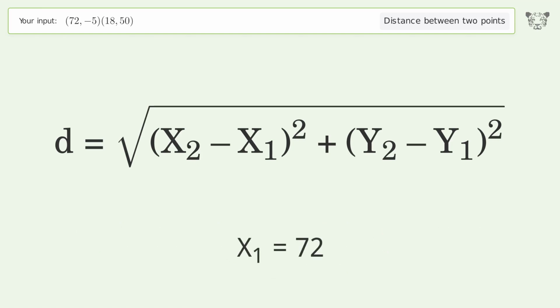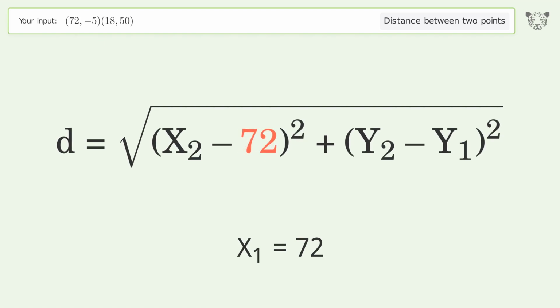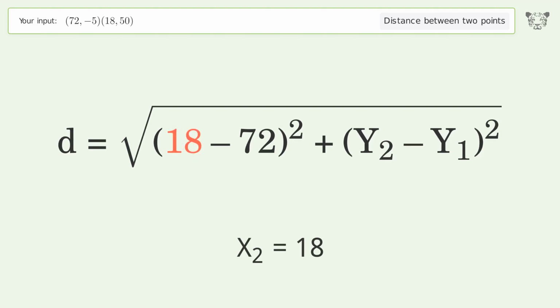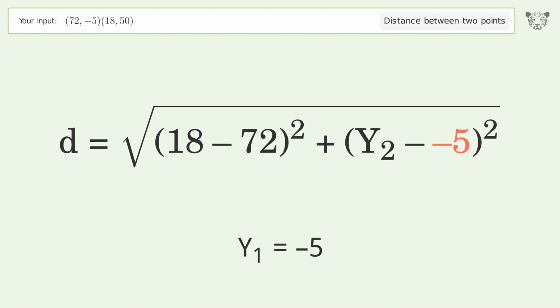x1 equals 72. x2 equals 18. y1 equals -5. y2 equals 50.